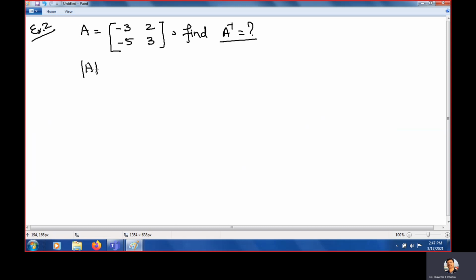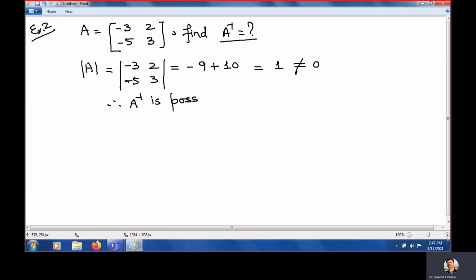First, find the value of determinant of A. So minus 3, 2, minus 5, 3. Minus 3 into minus 3 is minus 9. Minus 5 into 2 is minus 10. Minus of minus 10 will become plus 10. Clear? So 10 minus 9 is 1 and it is not equal to 0. Since it is not equal to 0, therefore A inverse is possible. A inverse is possible. Clear?